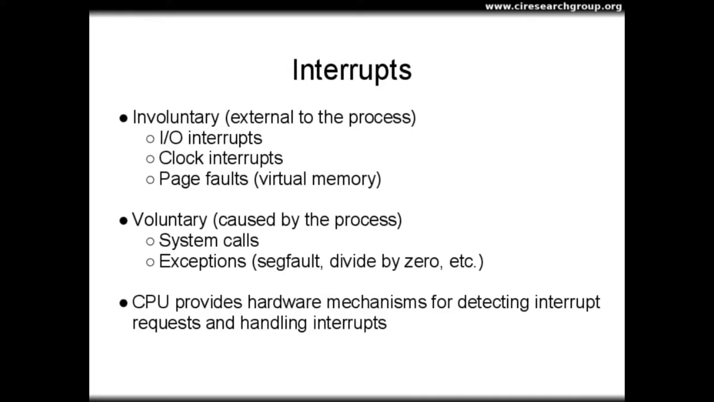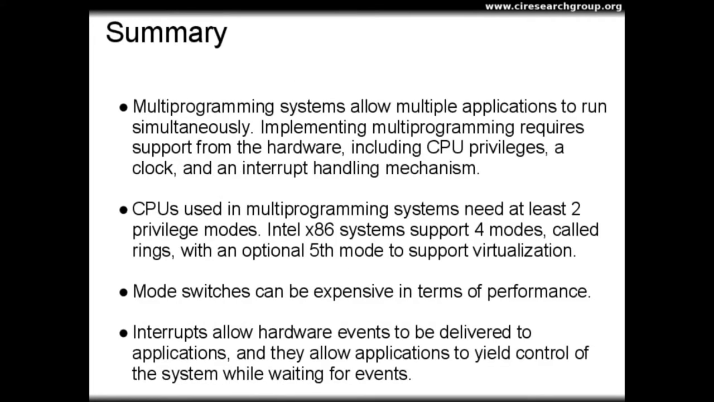So in summary, multiprogramming systems allow multiple applications to run simultaneously. Implementing multiprogramming requires support from the hardware. In particular, we need CPU privileges, we need a clock, and we need some kind of interrupt handling mechanism.